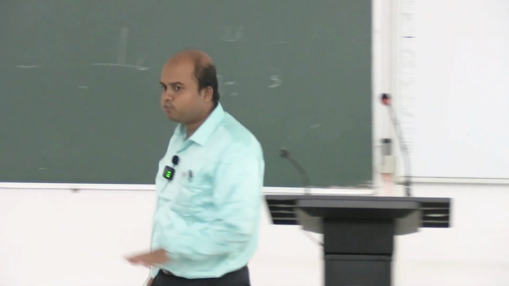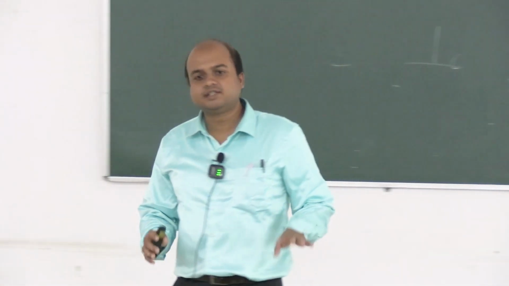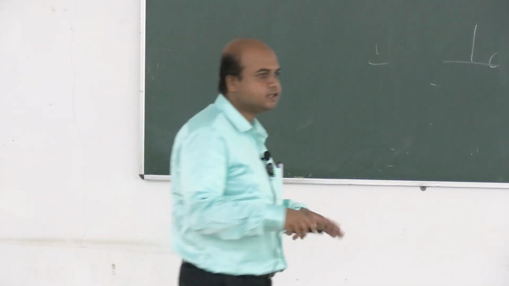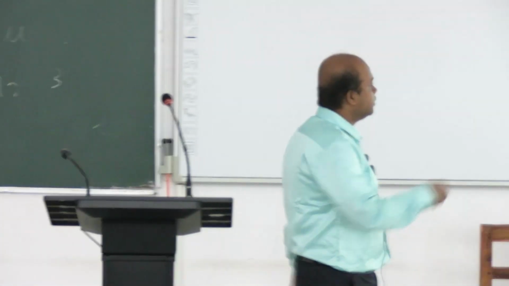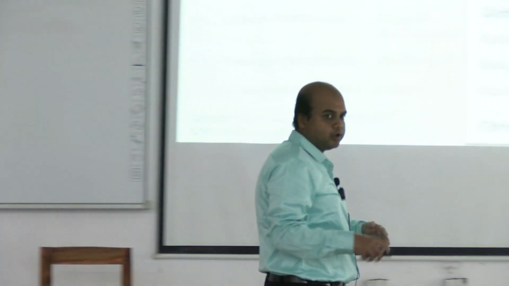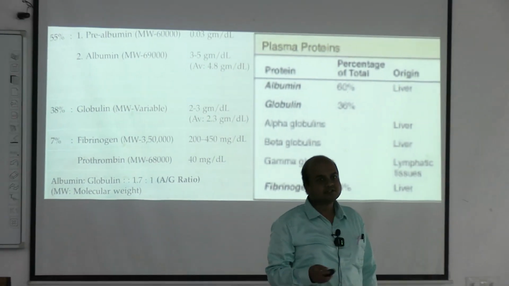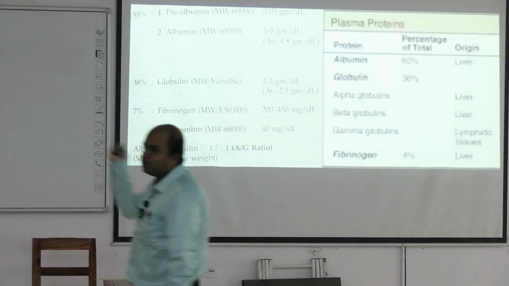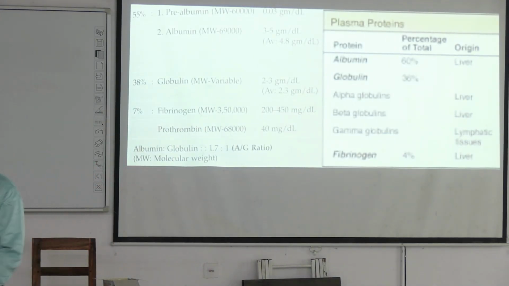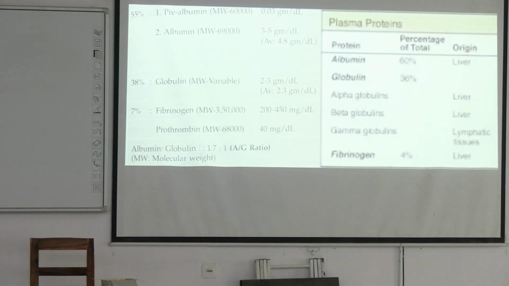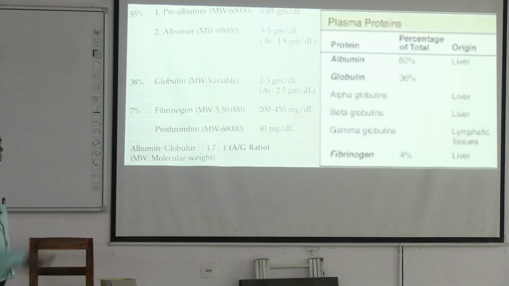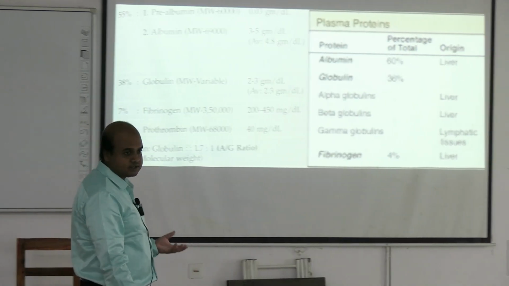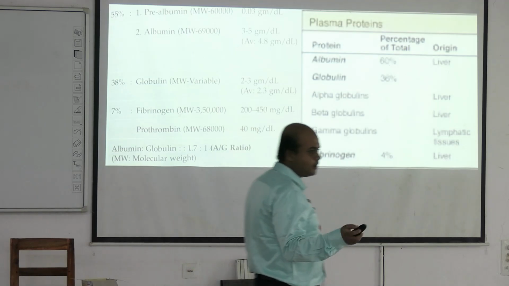Usually the albumin-globulin ratio is almost 2:1, it's 1.7:1. In some diseases this is altered, called an altered or reversed albumin-globulin ratio. When you study medicine, you will read about the diseases. Usually albumin is greater among the plasma proteins, 60% is albumin, and more than 35% is globulin. Very little is fibrinogen, the clotting factors, and all the other plasma proteins.